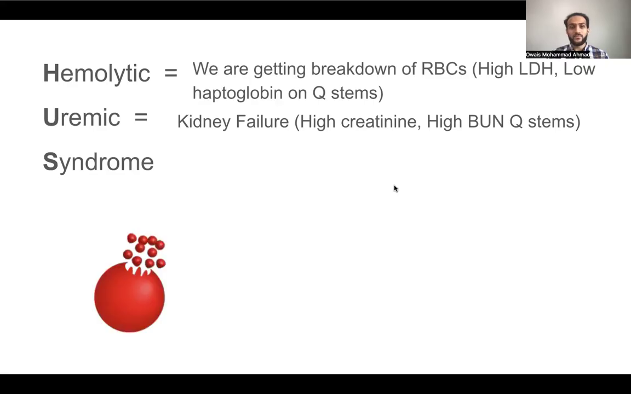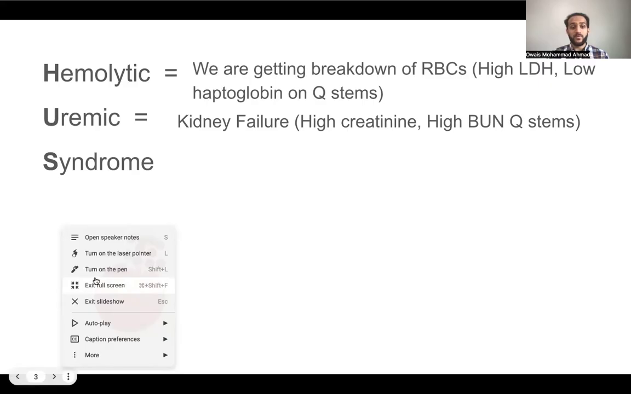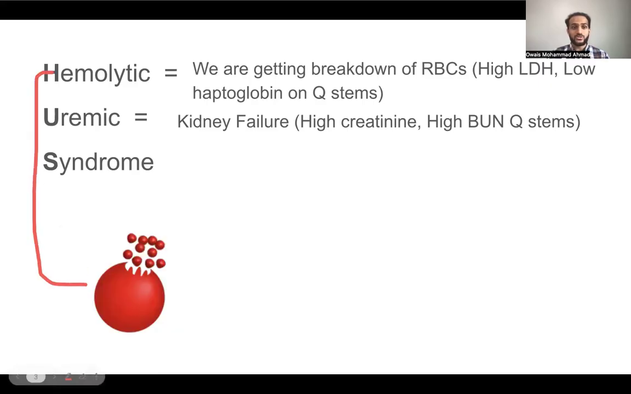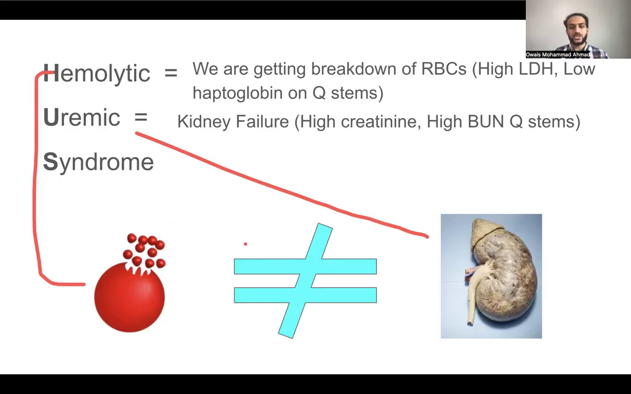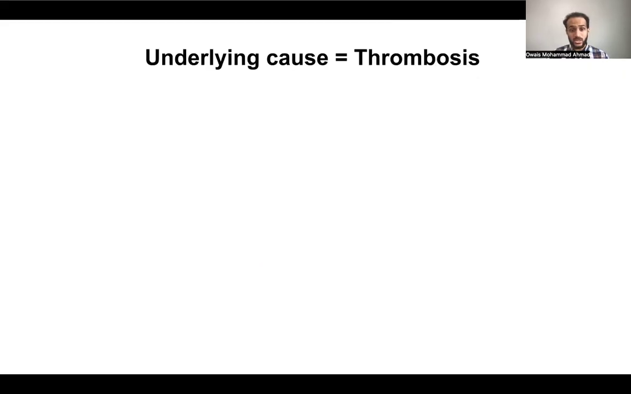The picture we're painting is that we're getting hemolysis from the breakdown of red blood cells, and we're also getting kidney failure. But what's the connection? Because the connection is not really making sense. So I want to speak about the underlying cause. The underlying cause of this disease, hemolytic uremic syndrome, is thrombosis.